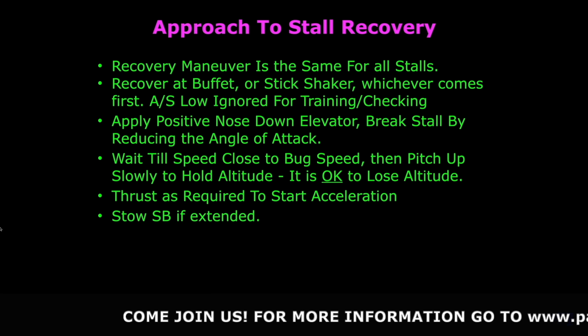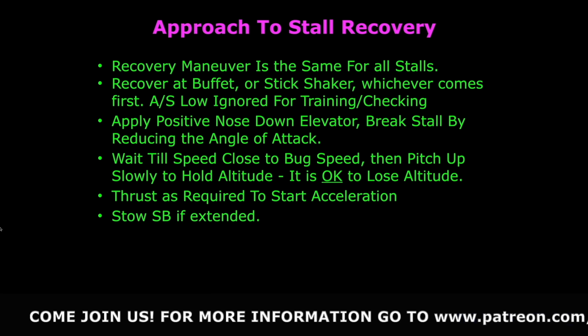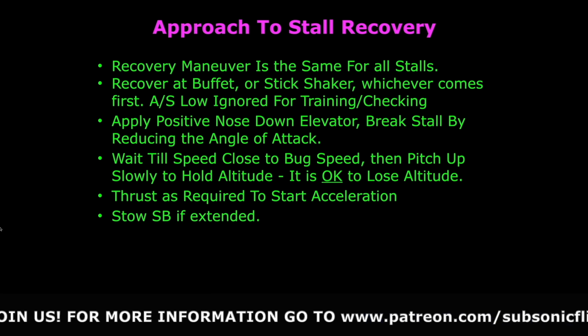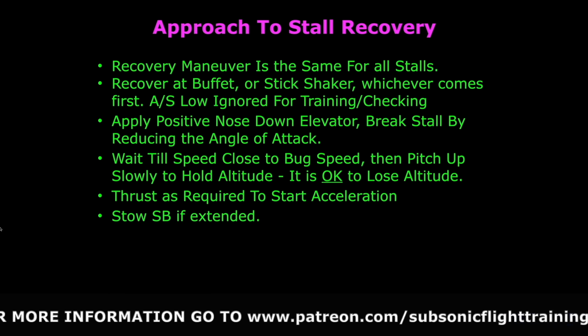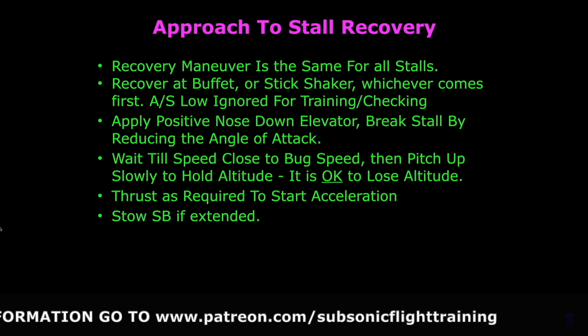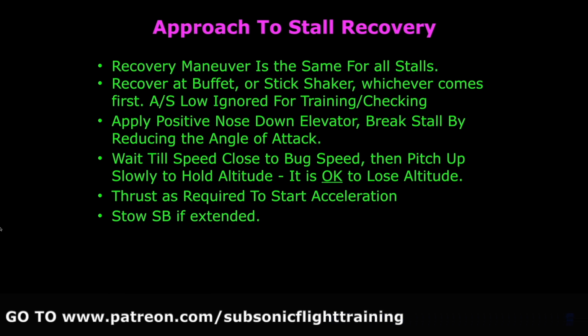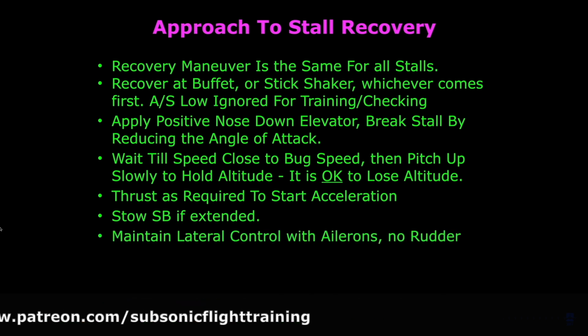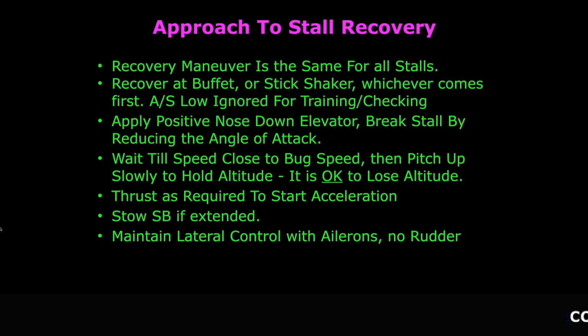If the speed brake is extended, we need to stow it, and we do that on the first stall, which is called a level off stall, and we will have the speed brake out in that case. We're going to maintain lateral control with ailerons. We don't use any rudder. Rudder can aggravate things, so if we need to maintain any lateral control, it's with ailerons only.